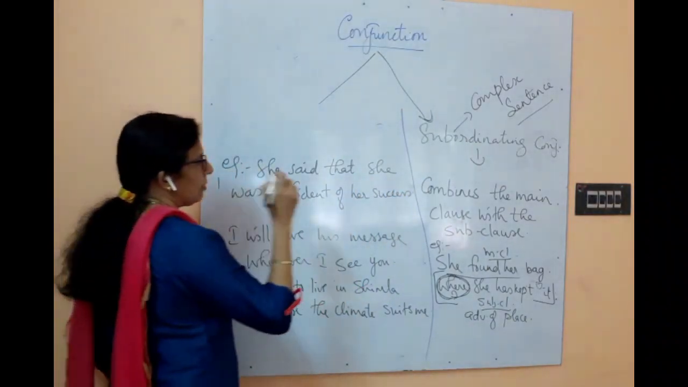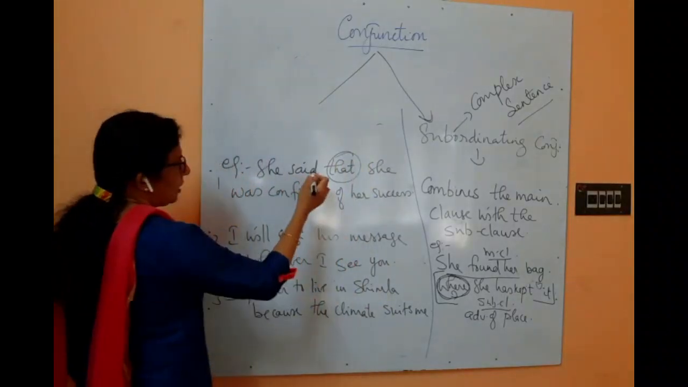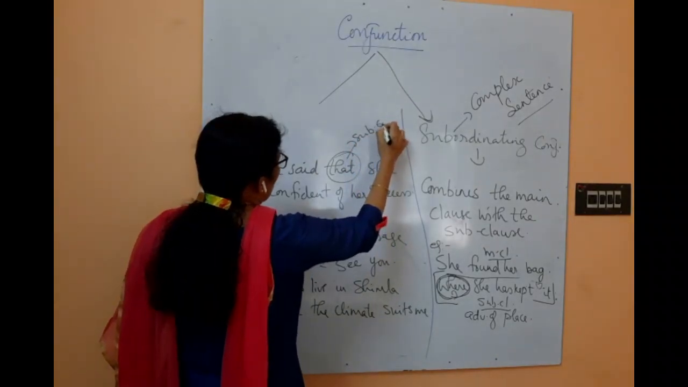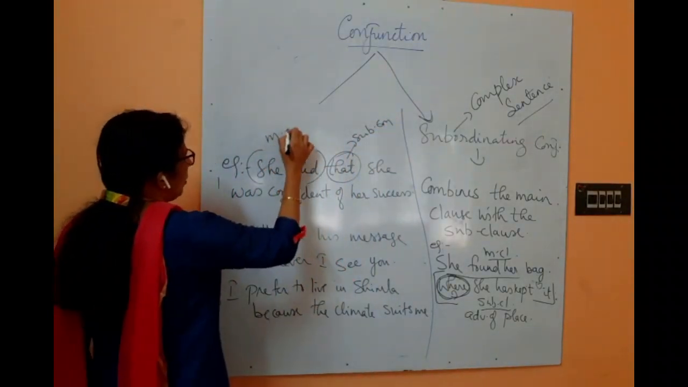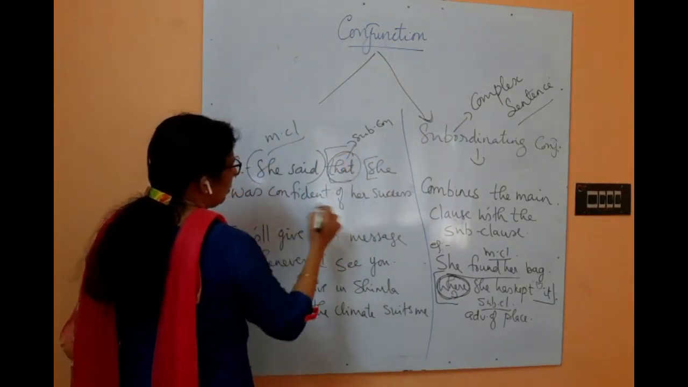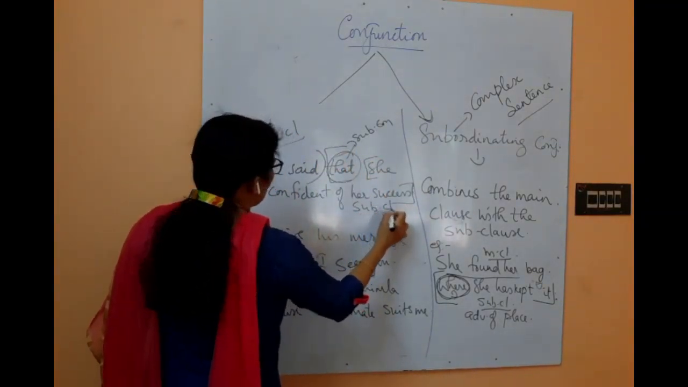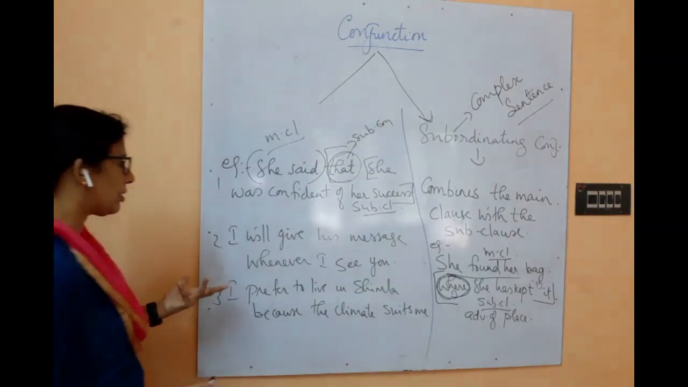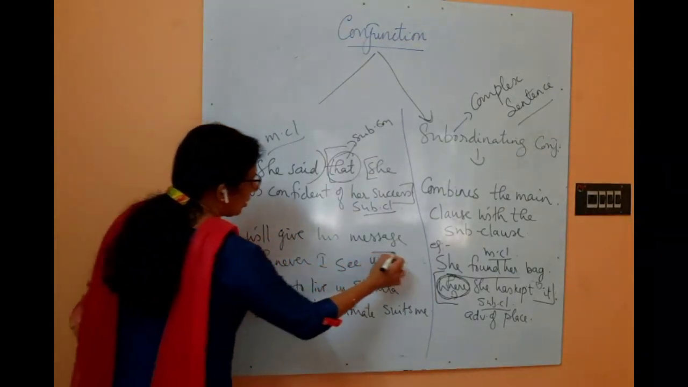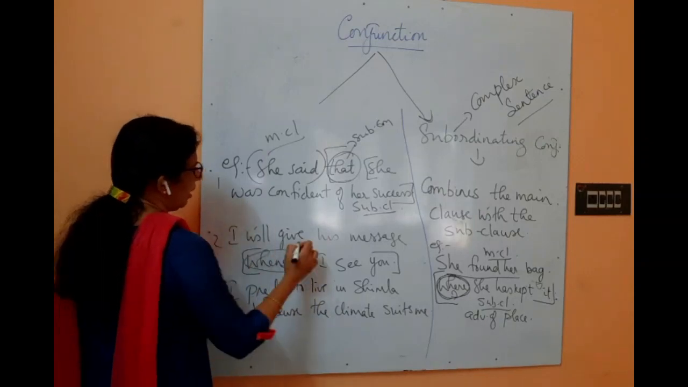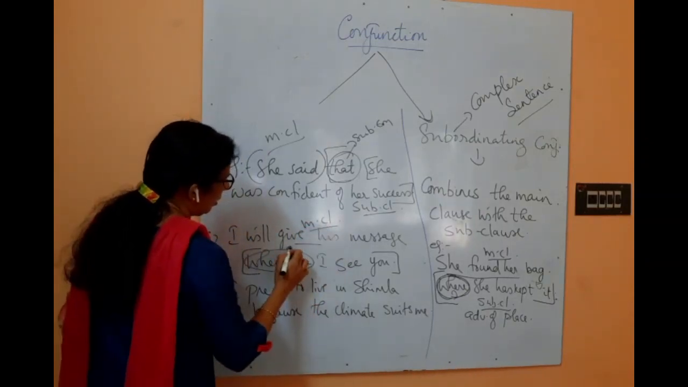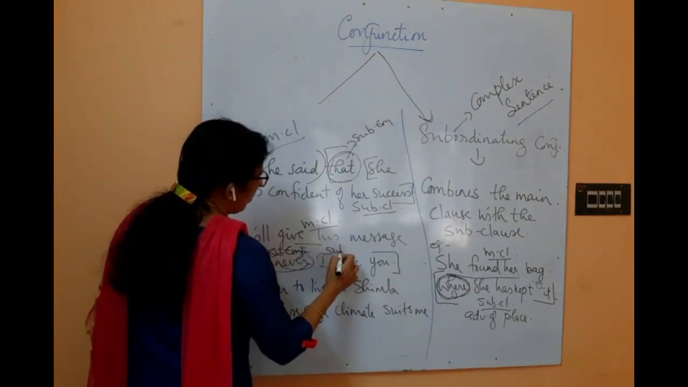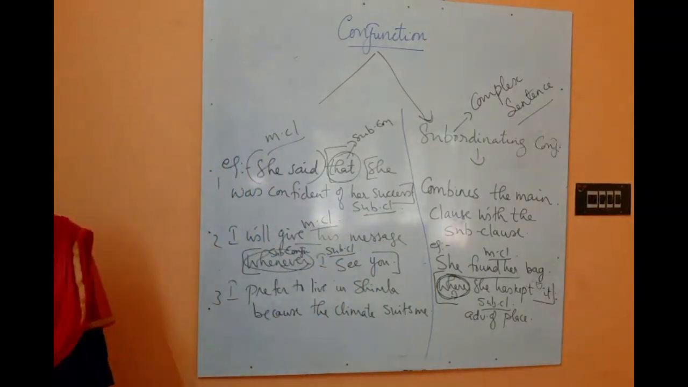We know that that is a conjunction. She said what? So it is a noun clause, and this is also the subordinating conjunction. She said is the main clause, and from here to here is the subclause. Understood? Okay, I will give his message whenever I see him. So this is a subclause and this is a conjunction, and this one is the main clause. This is a subordinating conjunction, and this part is the subclause. Always the subclause begins with the subordinating conjunction.